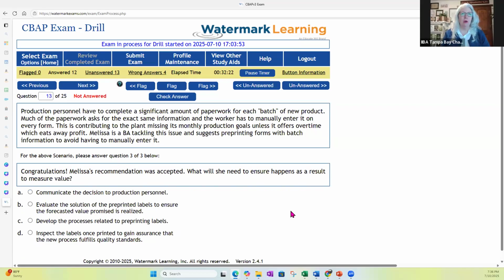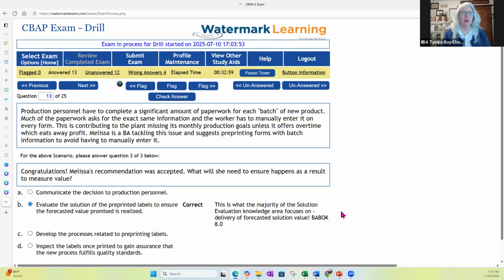And congratulations, Melissa's recommendation was accepted. What will she need to help to ensure happens as a result to measure value? So to measure value: communicate the decision to production personnel; evaluate the solution of the pre-printed labels to ensure the forecasted value promised is realized; develop the processes related to pre-printing labels; or inspect the labels once printed to gain assurance the new process fulfills quality standards. I would say B. Yeah, B. Okay.